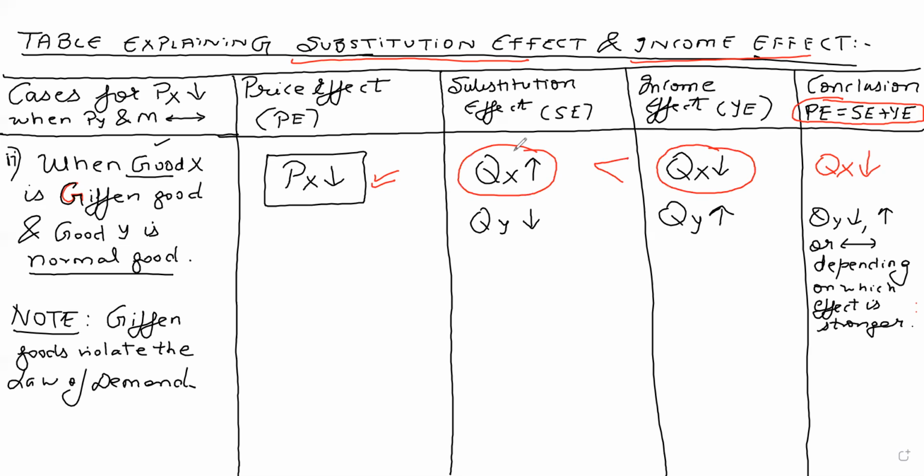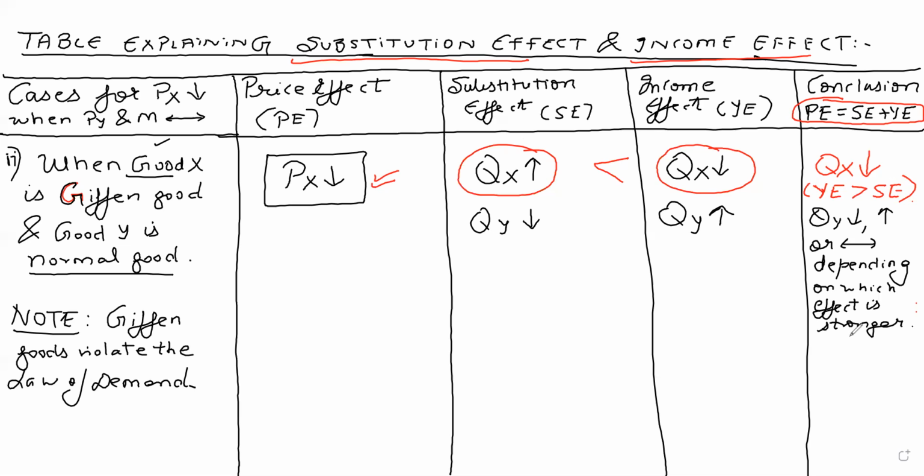In my net result, quantity of good X will fall when income effect dominates the substitution effect. So guys, I can say when one of the goods is a different good, the income effect for that good will dominate the substitution effect for that good.